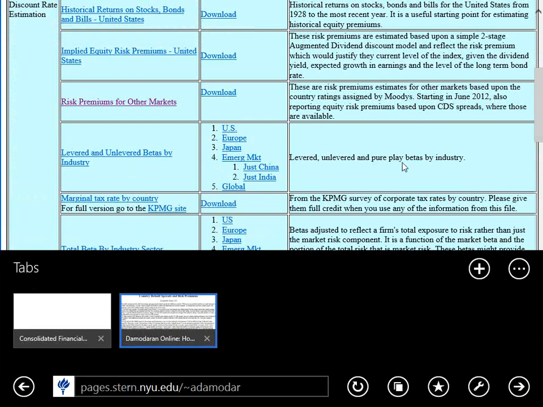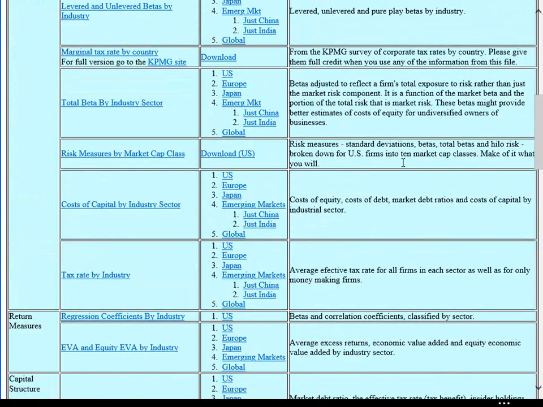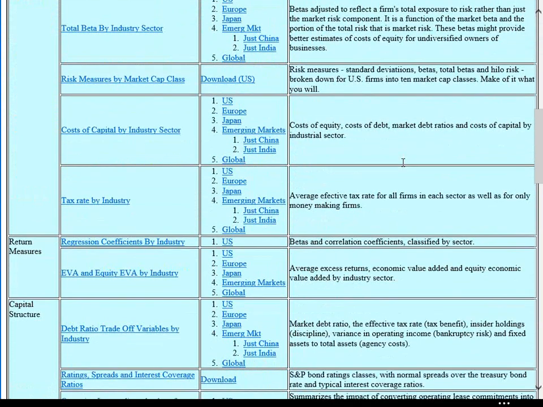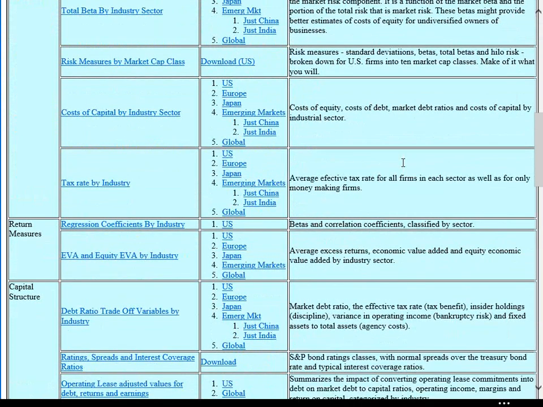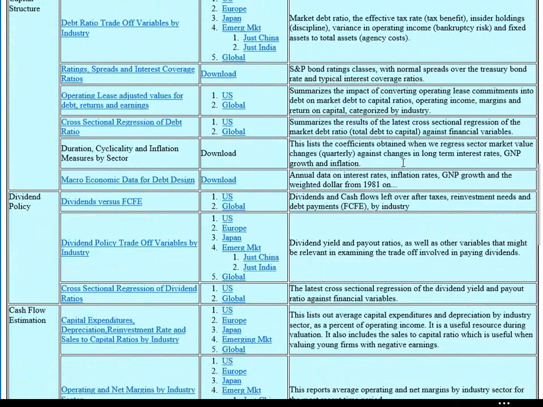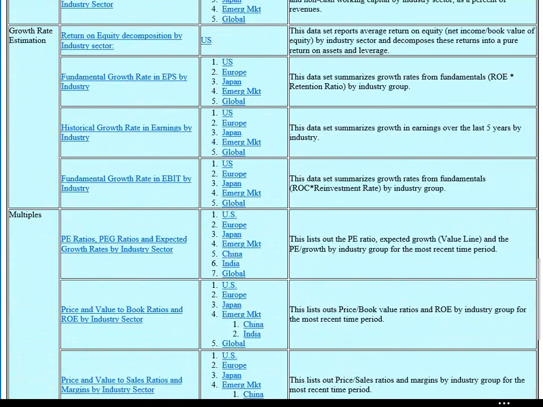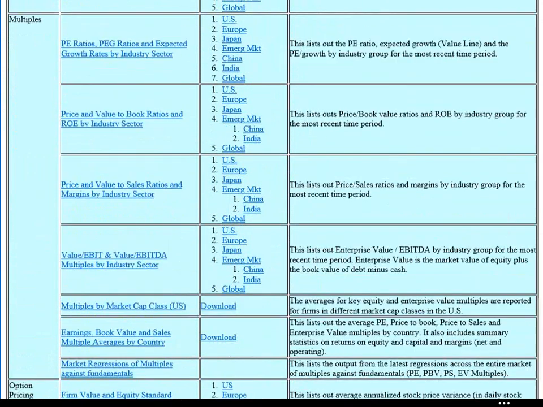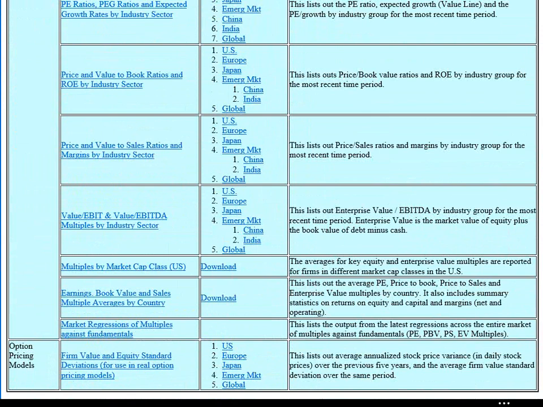The betas, they have total cost of capital. If you're really struggling calculating the WACC, they have WACCs by industry in here. And also what's important is they have multiples. They have enterprise value, PE multiples, price to value, value to EBIT, value to EBITDA. If you want to throw together quick comps or just a quick analysis, you can use these high-level multiples as a proxy. So great, great resource.